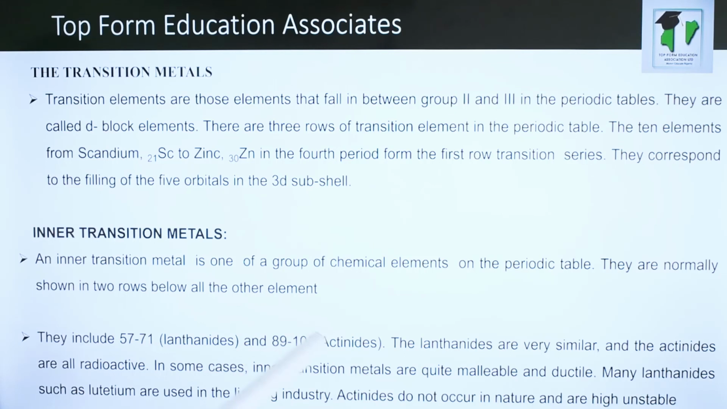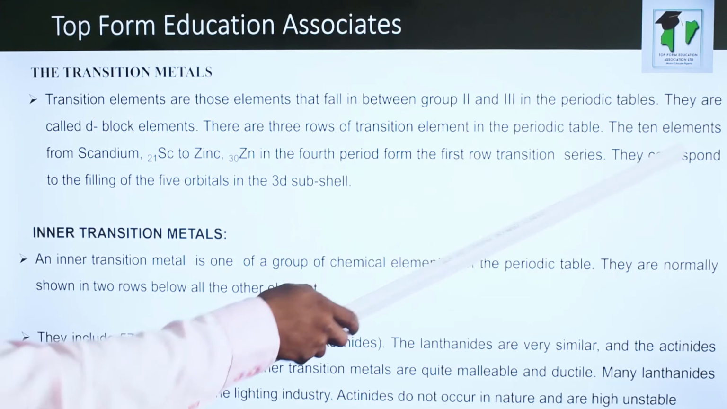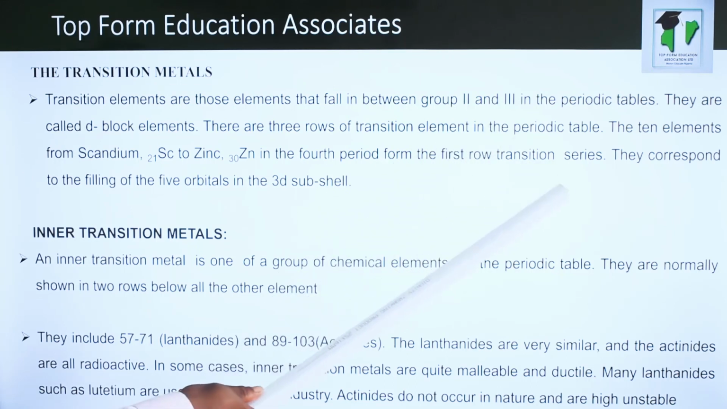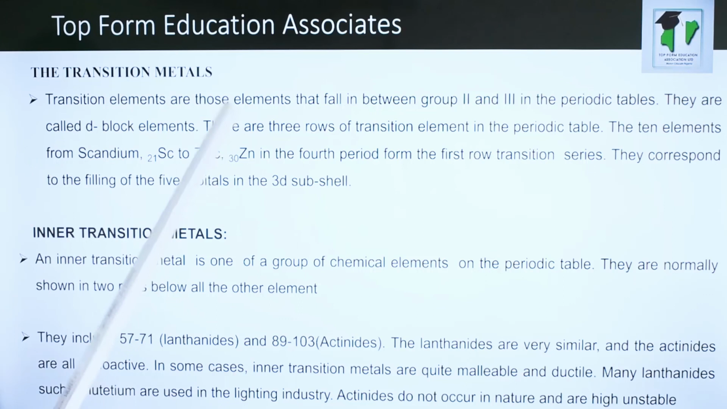We have the first transition series, the second transition series, that is the second row, and the third row is the third transition series. Then the 10 elements from scandium to zinc in the 4th period form the first row series. They correspond to the filling of the 5 orbitals in the 3D subshell.